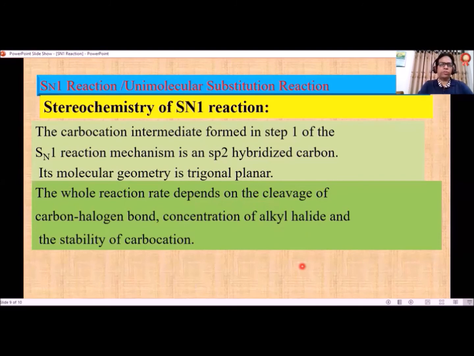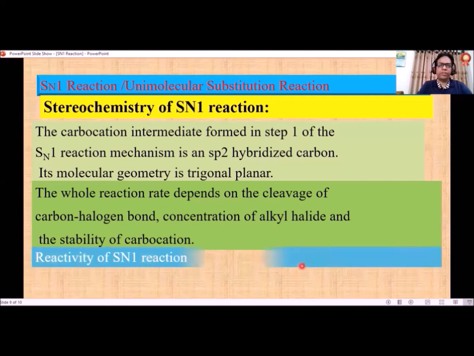Stereochemistry of the SN1 reaction. The carbocation intermediate formed in step 1 of the SN1 reaction mechanism is sp2 hybridized and it is trigonal planar. The whole reaction rate depends on the cleavage of the carbon-halogen bond, the concentration of alkyl halide, and the stability of the carbocation. The order of reactivity of halides is 3-degree halide first, then 2-degree halide, then 1-degree halide, and then methyl halide.